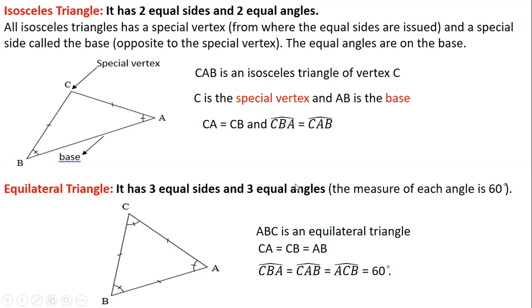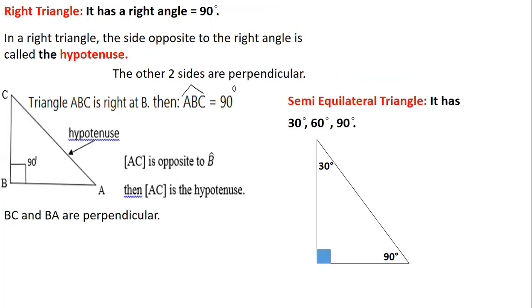Equilateral triangle, why? Because also we study this definition. It has 3 equal sides and 3 equal angles. Each angle measures 60 degrees. So triangle ABC is equilateral because CA is equal to CB is equal to AB, and angle CAB is equal to angle CBA is equal to angle ACB, and each angle is equal to 60 degrees.